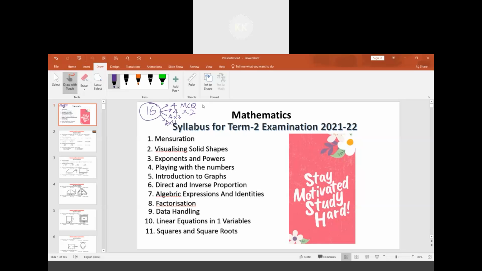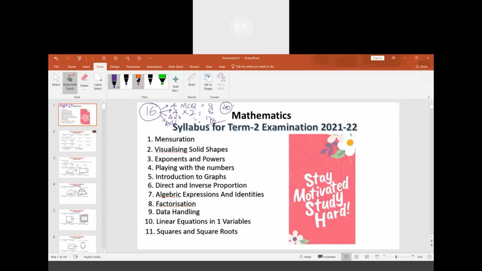So 4 into 1 is 4, this is 8, this is 12, this is 16. Add them, you get 40. So this is the skeleton of the question paper. And there are 11 chapters. So 40 marks should be distributed among these 11 chapters.